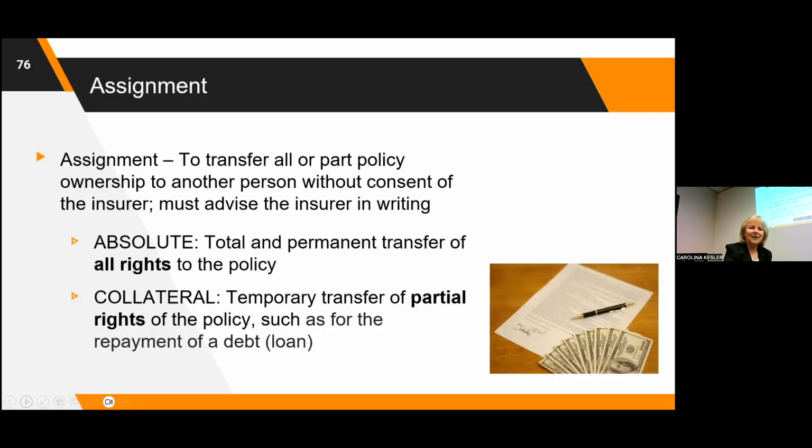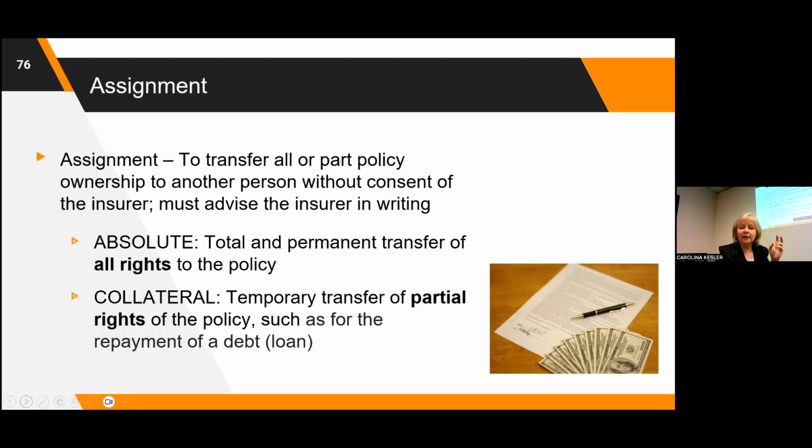So, assignment is to transfer all or part of your policy ownership to another person without consent of the insurer. You must advise the insurer in writing that it's going to be assigned. An absolute assignment means you're going to sign away all your rights, transfer all the rights of the policy to somebody else. That was really common when AIDS was prevalent. People would sign away their life insurance to a settlement company to get some cash, right?